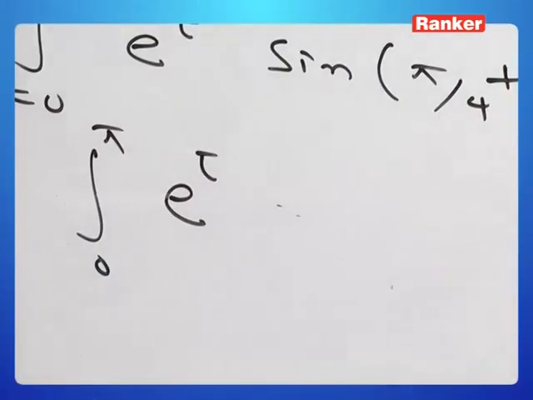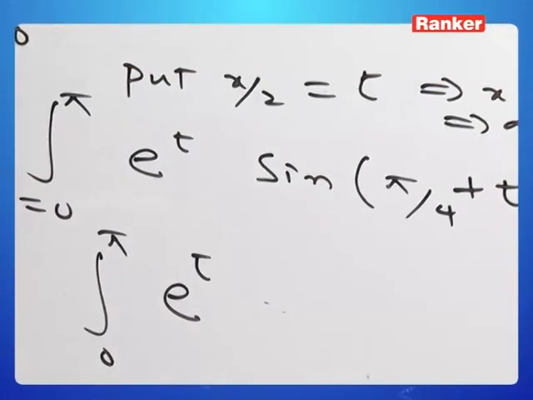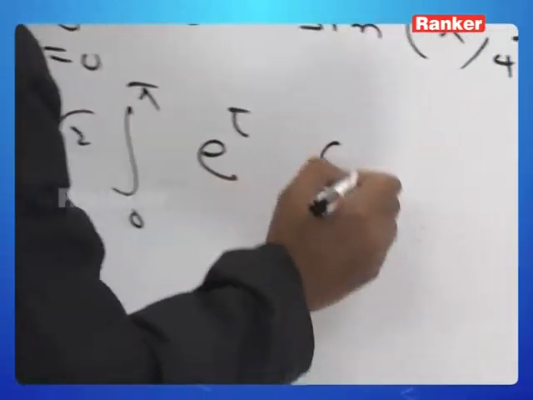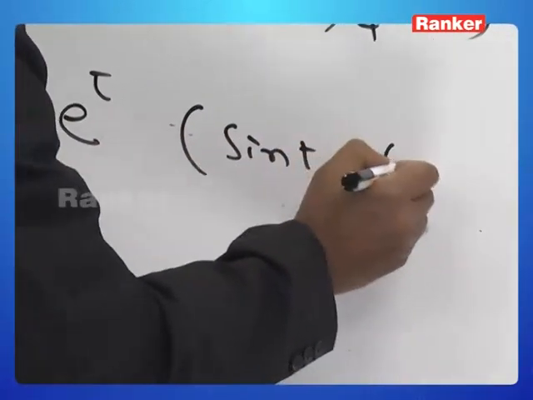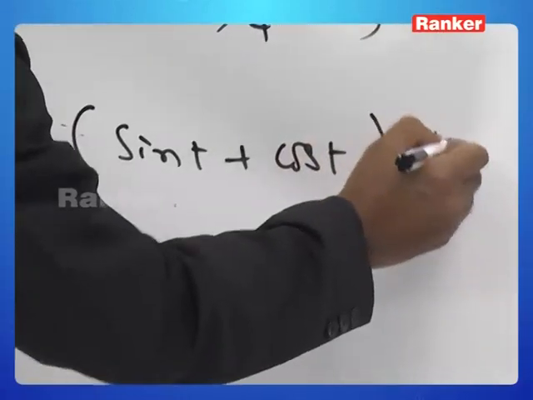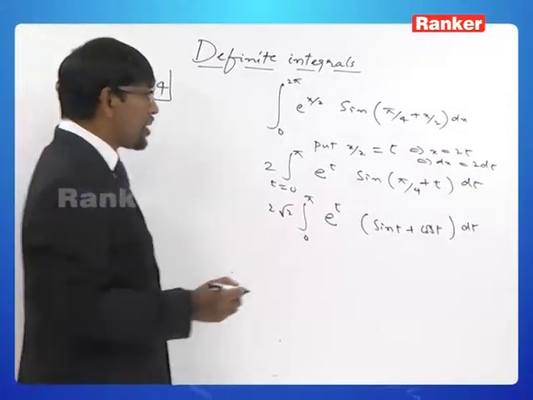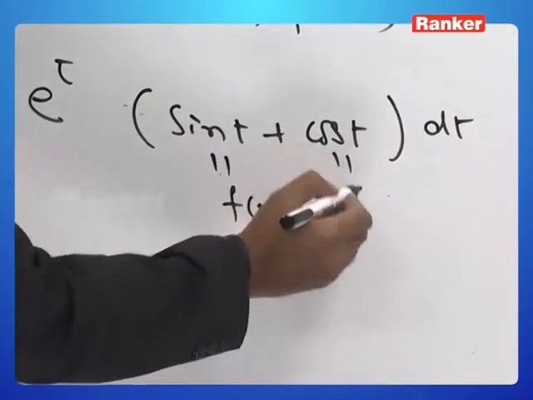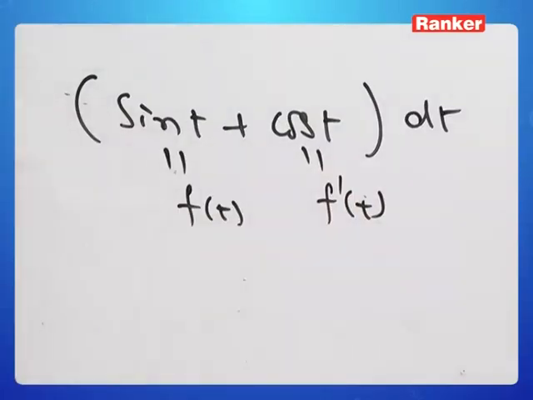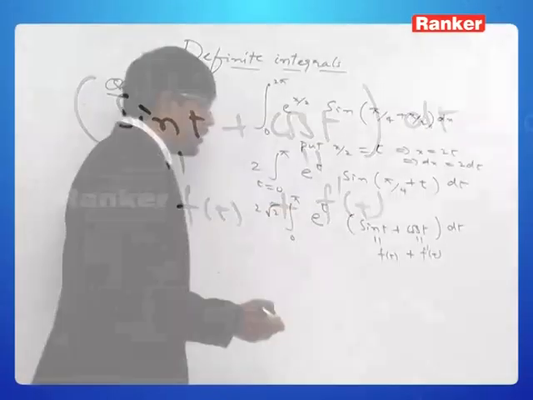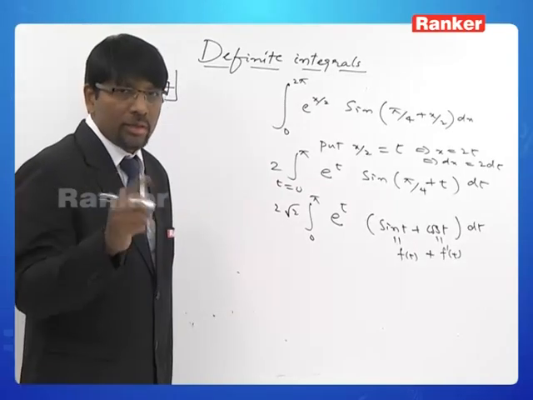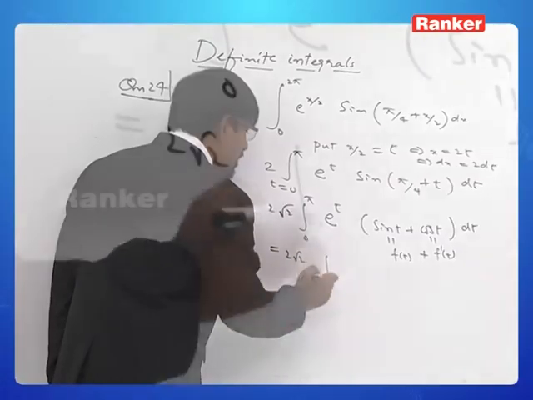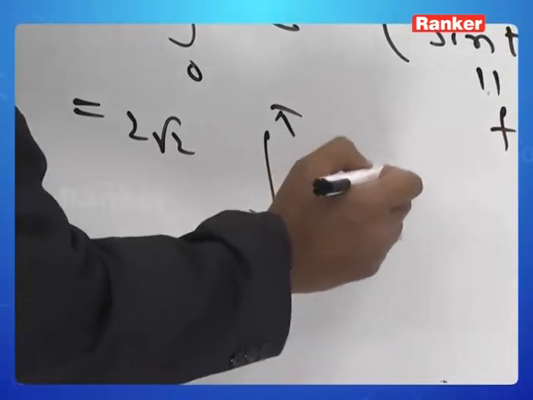Let us expand this. Sine of pi by 4 plus t is root 2 times sin t plus cos t. So, we can write that root 2 into sin t plus cos t. Now, it is in some standard format. This is f of t, let us say, and this is f dash of t. So, it is in the form of e power t into f of t plus f dash of t. What is that integral equal to? We know that it is e power t into f of t. So, that is 2 root 2 into integral 0 to pi e power t into sin t dt.